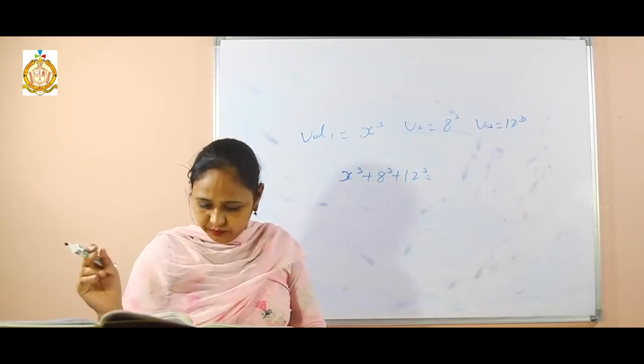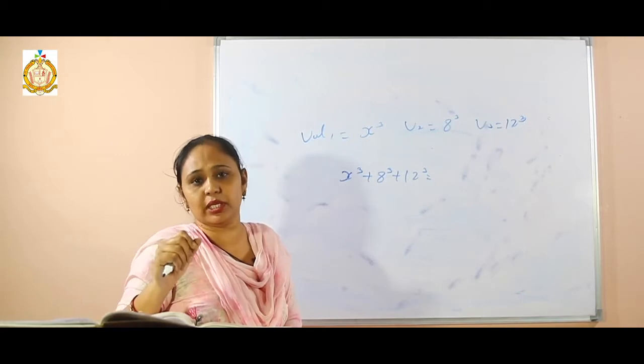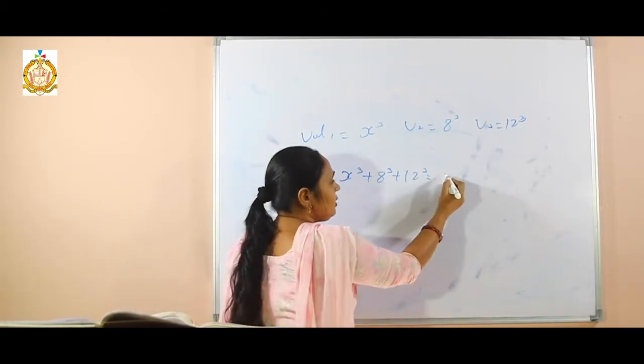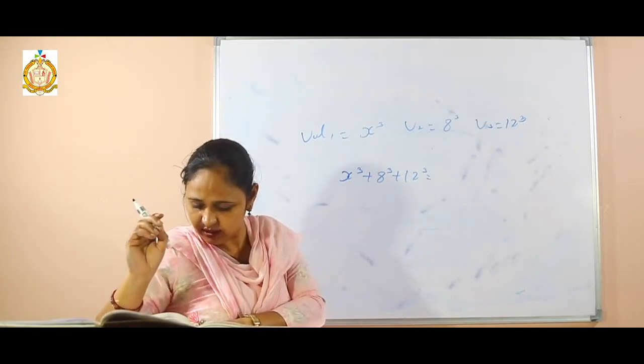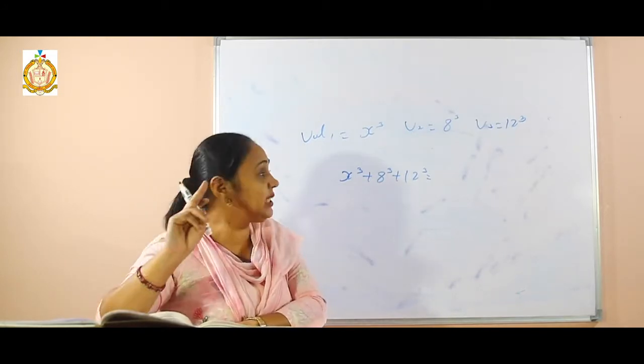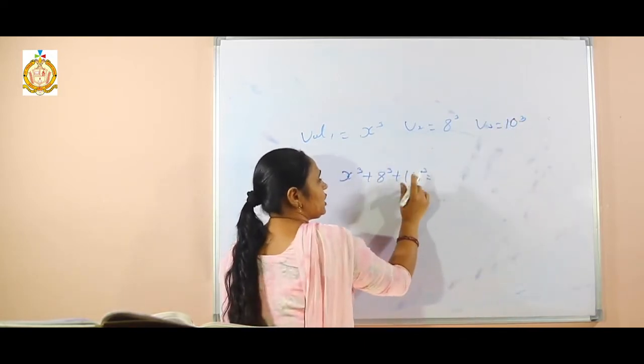Okay. Then the new cube has the 12 side. That means its volume will be, sorry students, I take x, 8 and 10 is there, sorry, wait. There is 10, and the new one has the 12.